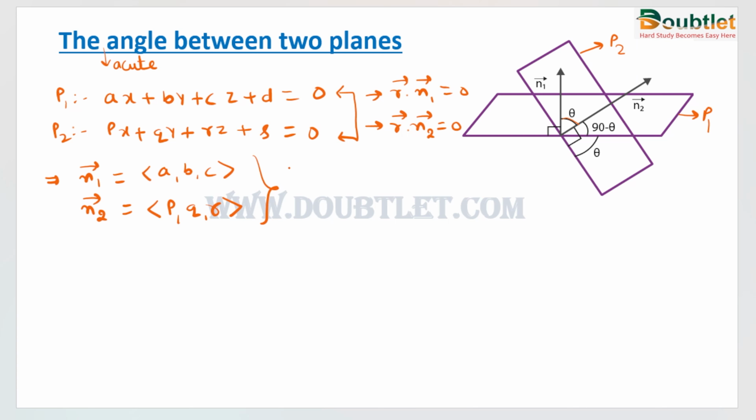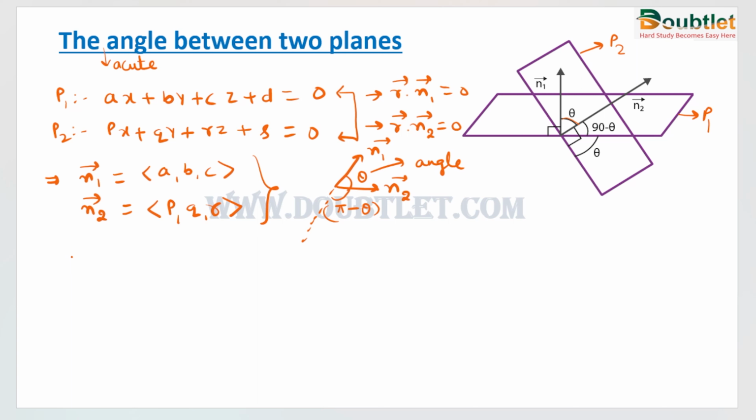Now we know that we have two vectors. Let's suppose these two vectors: this is the n2 vector and this is the n1 vector. If we extend this vector, then we know that the acute angle between these two vectors is theta, and the obtuse angle is pi minus theta. But we need to find this angle only.